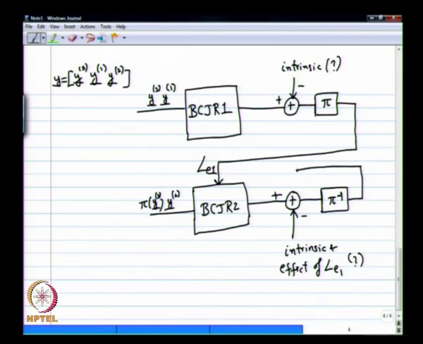Okay, there is no easy way to draw this, so I will do this. Okay, and this will be LE2. Okay, and that is extrinsic to BCJR1. Okay, now what is BCJR1's job?